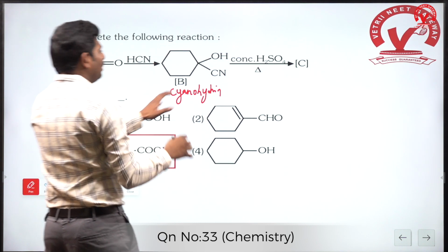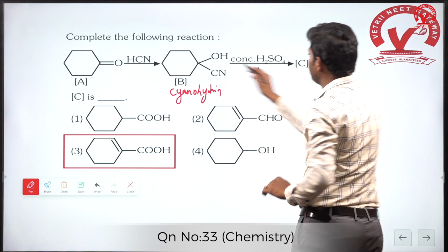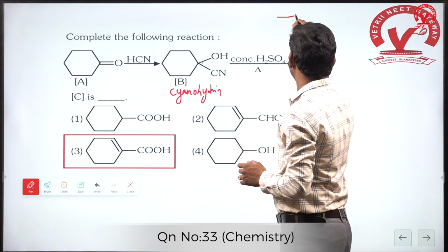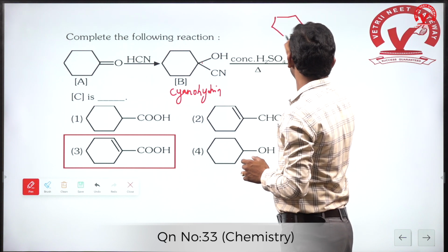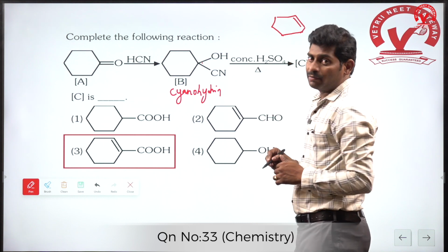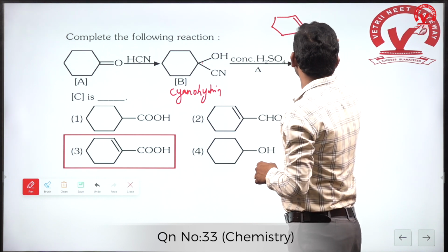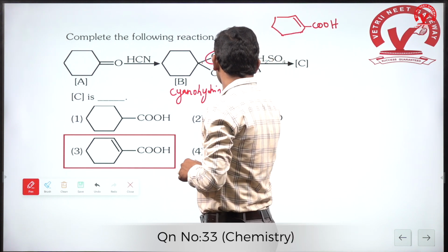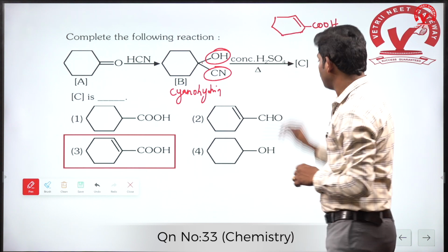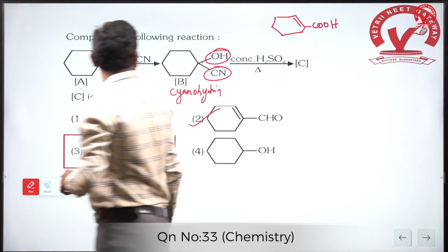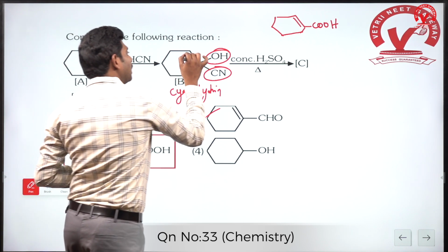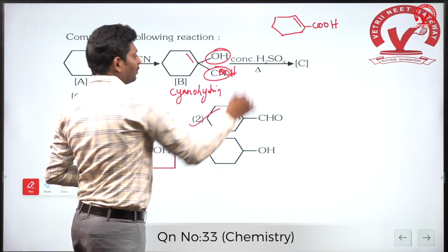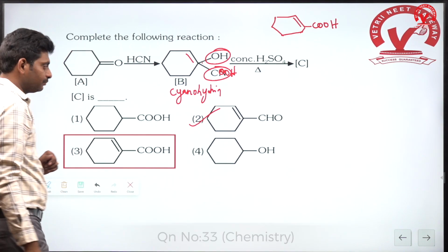Simple. Normally, if HCl is not there, and it reacts with concentrated H2SO4, it is an elimination reaction, so a double bond will form. If it is only OH, a double bond will form. With only cyanide, it will form COOH. So both dehydration and this will happen at a time, and it will form this product. First OH will go, meaning elimination, and a double bond will form, then COOH will form here. Both will happen in the presence of concentrated H2SO4. Next.